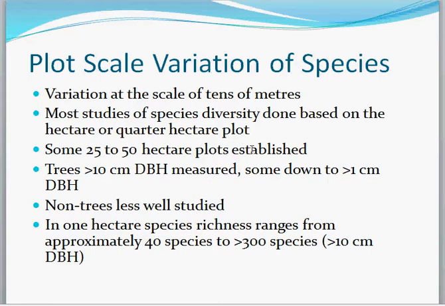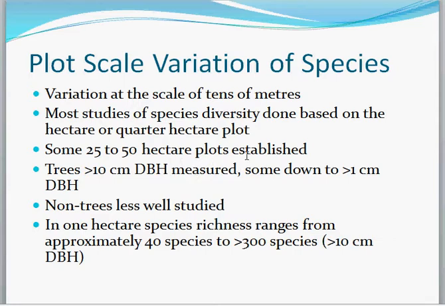We don't have a 50 hectare plot in Trinidad, but we do have a lot of 1 hectare plots, and I'll show you the distribution of those in a minute. Within these plots, traditionally trees 10 centimeters DBH and above were measured. You know what DBH is? Very good. In these 50 hectare plots, however, trees were measured down to less than 1 centimeter DBH, usually about 1 centimeter DBH.